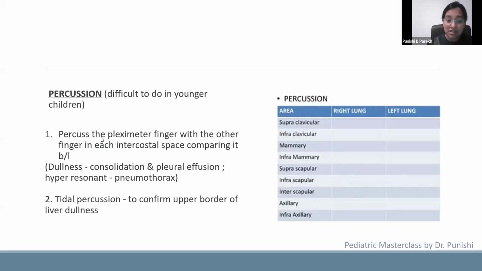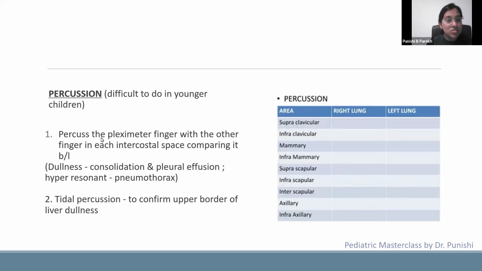So you percuss with the pleximeter finger, and with the other hand, you hit it as you place it over the intercostal spaces. Now, on percussion, if there's dullness, it points towards an underlying pneumonia or consolidation or pleural effusion. If it's more hyperresonant, like it sounds like there's air underneath, then again that points towards pneumothorax. So percussion per se is very helpful when you want to differentiate the underlying etiology. Just with your fingers, you'll be able to differentiate whether it's dull or resonant, and it can tell you whether you're dealing with a consolidation or an effusion or a pneumothorax.